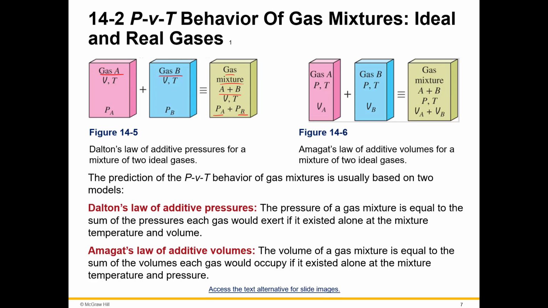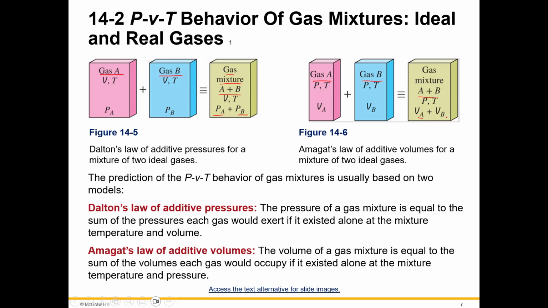And if that's 3, then you would just combine them together. So you look at them individually, and then you add it together. And then Amagat's law of additive volume for a mixture of 2 ideal gases. So you just have gas A, gas B, and then again you just see that that's combined there.